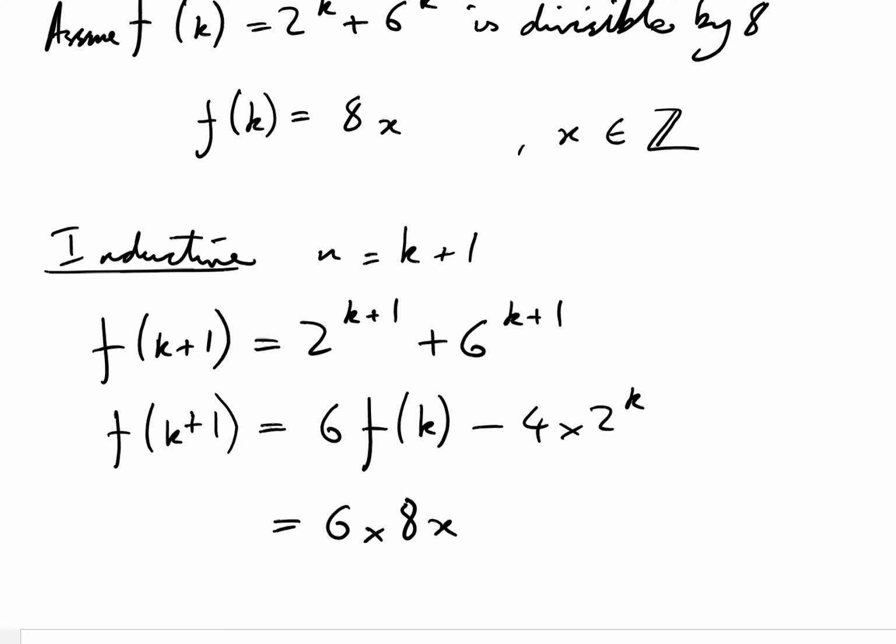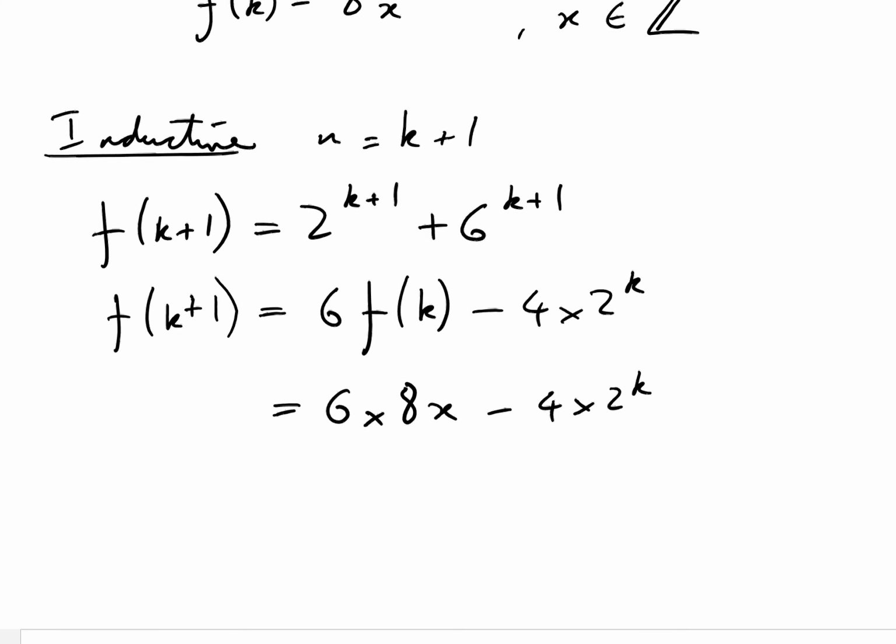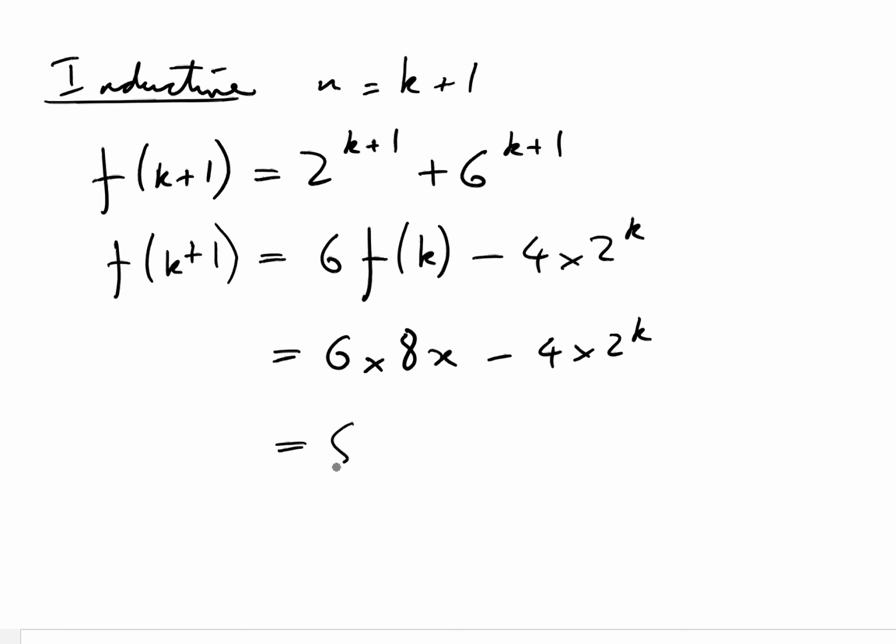So it's 6 times 8x. Okay, and then I've still got this minus 4 times 2 to the power of k. Now remember what I was after? I was after 8 being written out the front here. So I can factor an 8 out of this thing. Okay, and I'll just be left with 6x here. So I factor an 8 out of here. And then I want to factor an 8 out of this thing. Can I factor an 8 out of this thing?